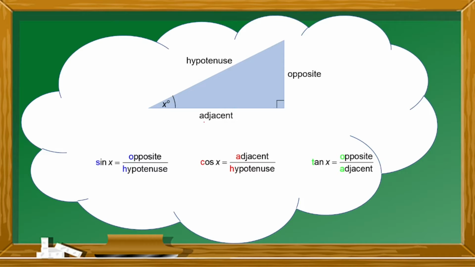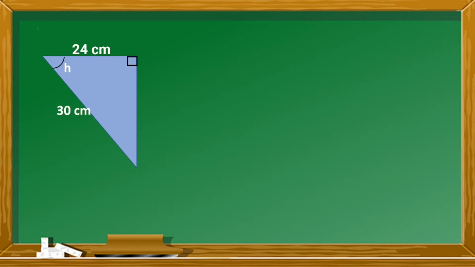The three trig functions that we use are sine, cosine, and tangent, and the trig ratios are: sine theta is equal to opposite over hypotenuse, cos theta is equal to adjacent over hypotenuse, and tan theta is equal to opposite over adjacent. An easy way of remembering it is using SOHCAHTOA. So let's dive into the questions.